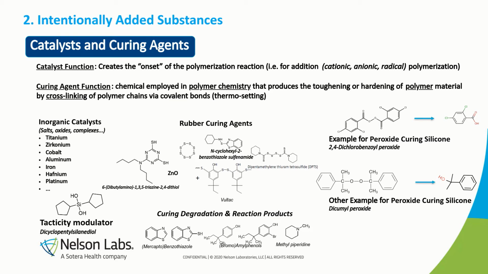I have put two examples of a peroxide curing silicone. One is the dichlorobenzoyl peroxide, and I think that is the one that you were referring to, Ron, in your presentation also. That leads to the degradation compound dichlorobenzoic acid. And another one is the dicumyl peroxide. So these were the compounds that were intentionally added.